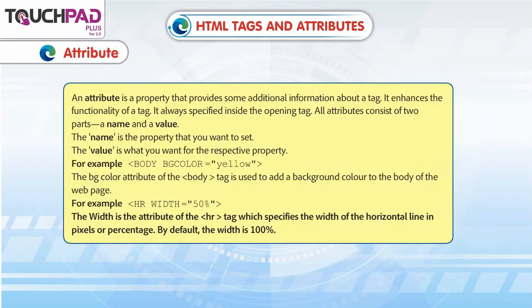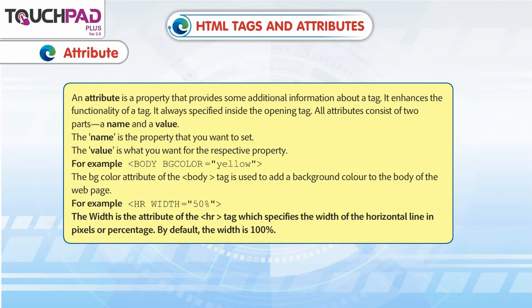Attribute. An attribute is a property that provides some additional information about a tag. It enhances the functionality of a tag. It is always specified inside the opening tag. All attributes consist of two parts, a name and a value. The name is the property that you want to set. The value is what you want for the respective property.